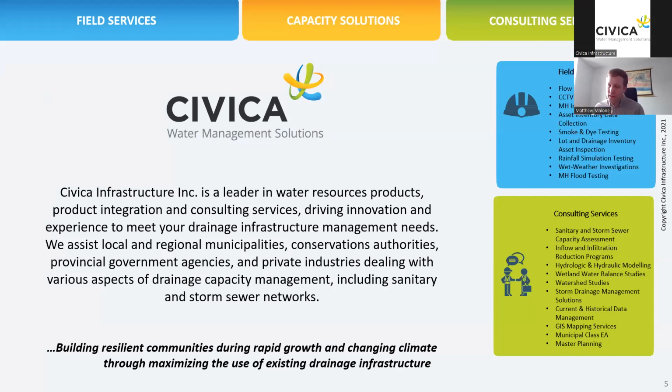And our goal really at the end of the day is to help build resilient communities during these periods of rapid growth and changing climate by maximizing the use of existing infrastructure. Really, that's the core focus for us. We do get involved with new infrastructure and building larger and bigger systems and adapting to the growing community that way. But really where a lot of our focus is, how do we get the most bang for buck out of our existing systems.